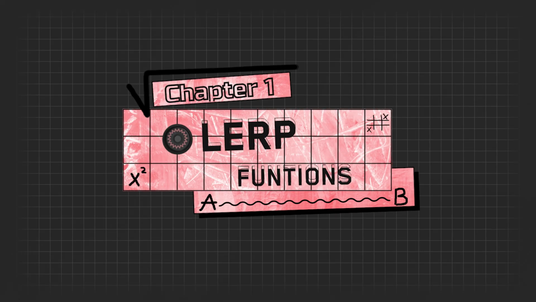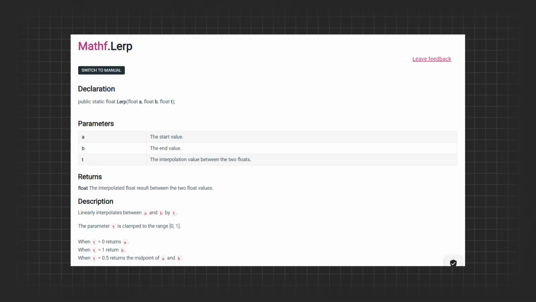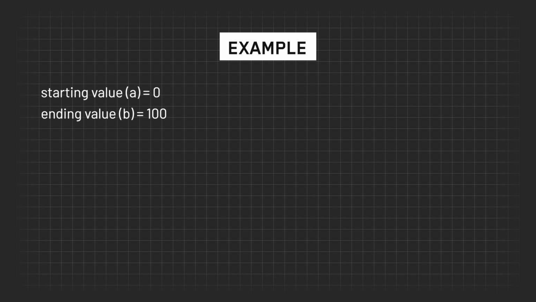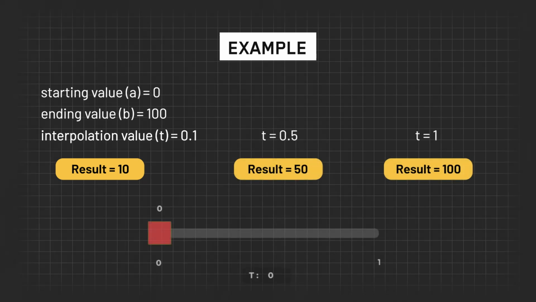First off, let's discuss the Lerp function, which interpolates a value from a starting value to an ending value based on a parameter t, which ranges from 0 to 1. When t is 0, Lerp returns the starting value, and when t is 1, it returns the ending value. To understand this with an example, suppose the starting value is 0 and the ending value is 100. If t is 0.1, the function will return 10. If t is 0.5, it will return 50.